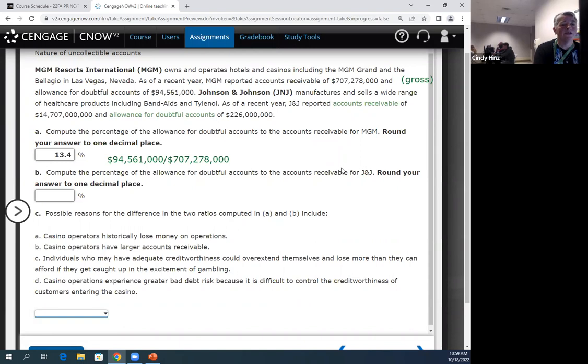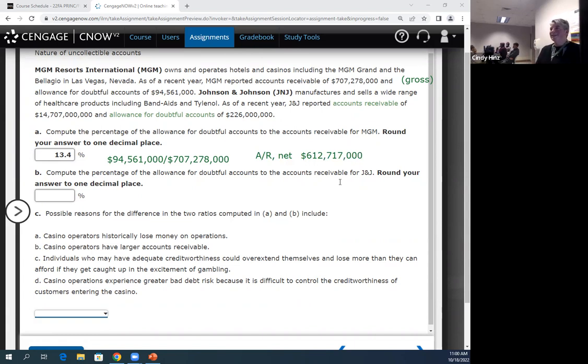So on their balance sheet, this is what you would see. Probably, you would see accounts receivable, I'm going to abbreviate that, AR, net. And the net accounts receivable is the amount that they think is collectible. So the 95 million represents the amount they think they will not collect. And the difference then, I just subtracted.